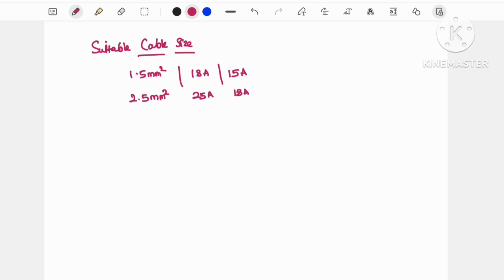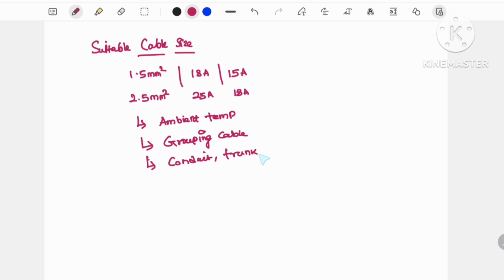This is a standard cable table, right? So what are the factors you need to follow? The first one, the ambient temperature, right? Number two, grouping of cable, and number three, installation method, for conduit or tray, right? So we need to follow these three steps.